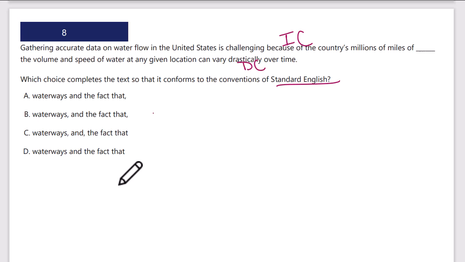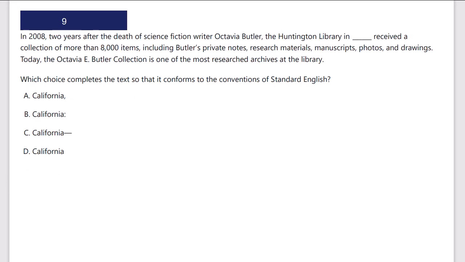That's not right. So this is a dependent clause. So millions of miles of waterways and the fact that the volume and speed, I don't think we even need any punctuation. Waterways and the fact that, I won't have a comma around that. I'm not combining independent clauses, so it's neither of those. I think D is going to be the answer. No punctuation, no commas at all.